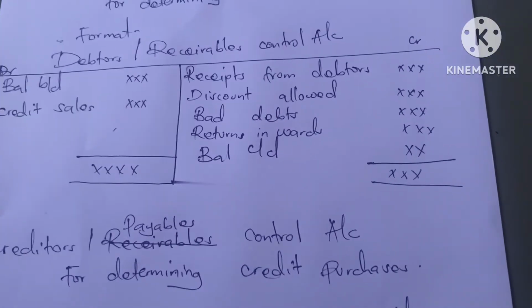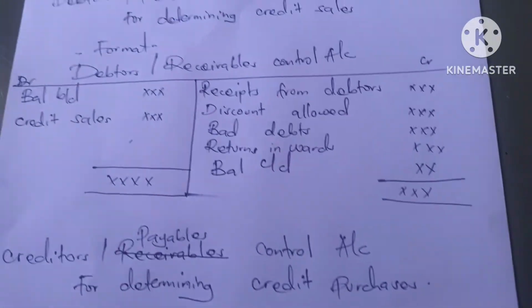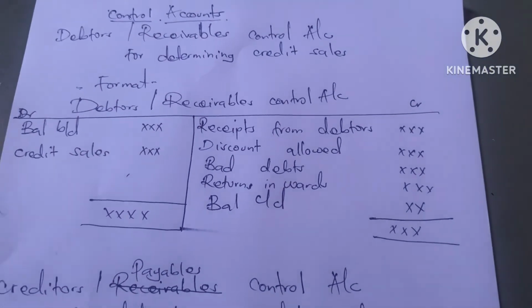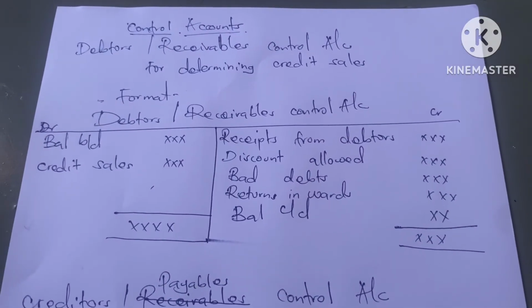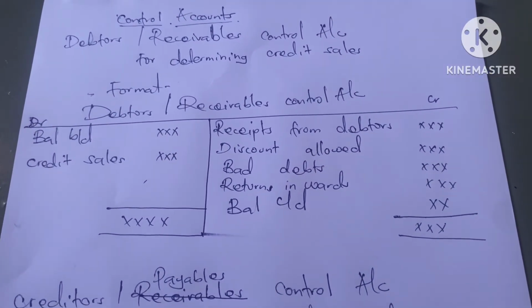And then the debtors or receivables control account, we shall be seeing it as we are dealing with our examples on single entry and incomplete records.